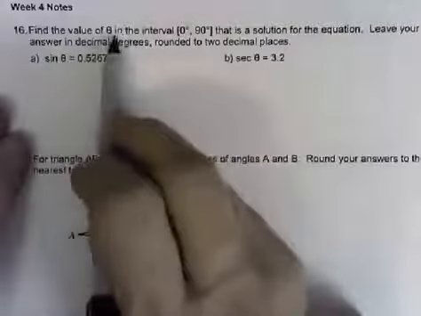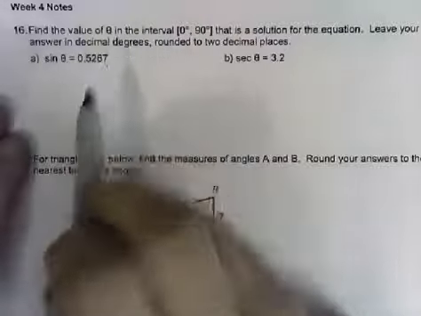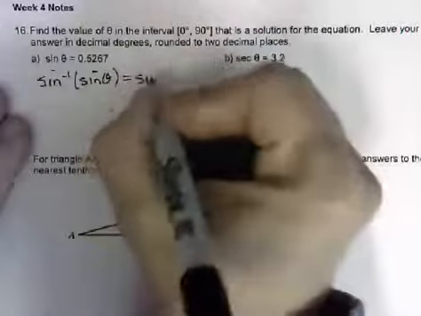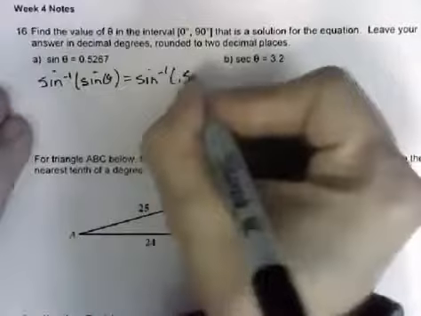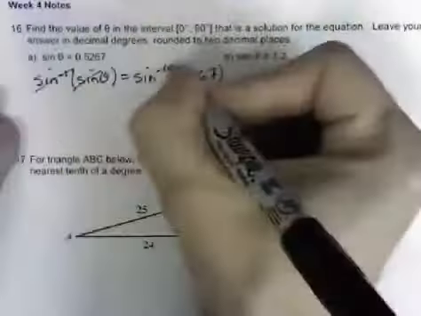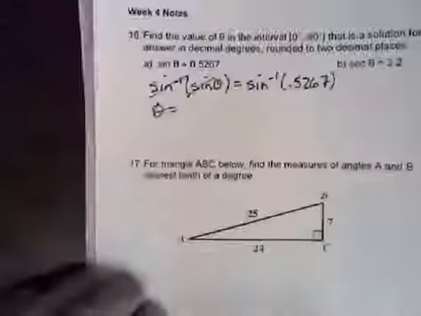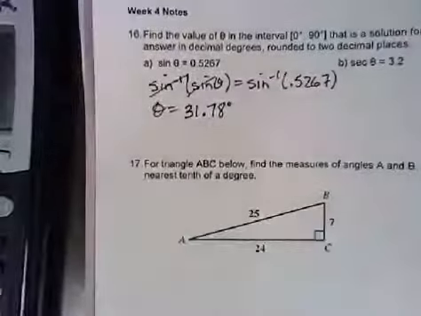For these two, I've got the function values and I'm trying to go back and find the angle. That means I need to use one of the inverse trig functions. We use the inverse trig function to cancel out the function, but we have to do the same thing on both sides of the equation. For this one, if I do inverse sine on both sides, these two cancel each other out. On this side, that just gives me theta. Over here, I'm going to use my inverse sine function on my calculator. And that gives me an angle of 31.78 degrees.